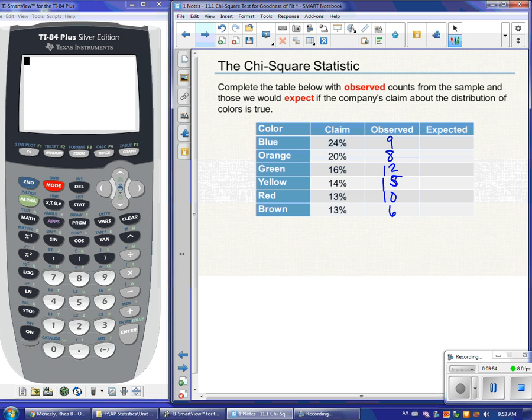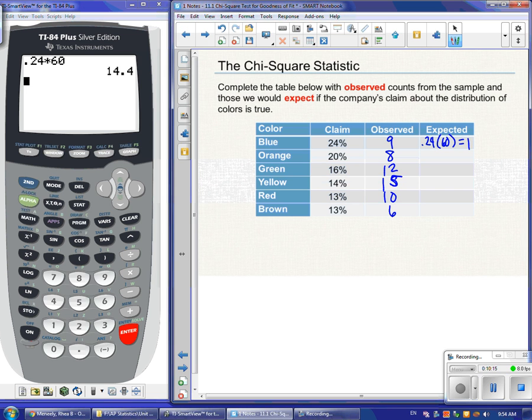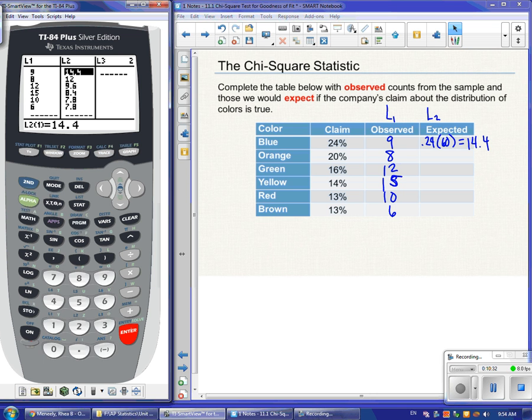I need to figure out the expected counts. So there were 60 M&Ms in my bag. To figure out the expected number of blue M&Ms, I'd need to take 24% of 60. So 0.24 times 60, I'm going to get 14.4. What I'm going to actually do is put this information into lists on my calculator. I'm going to put all of my observed counts into list 1 and all of my expected counts into list 2. If I go into stat, edit, I've already put them in here.